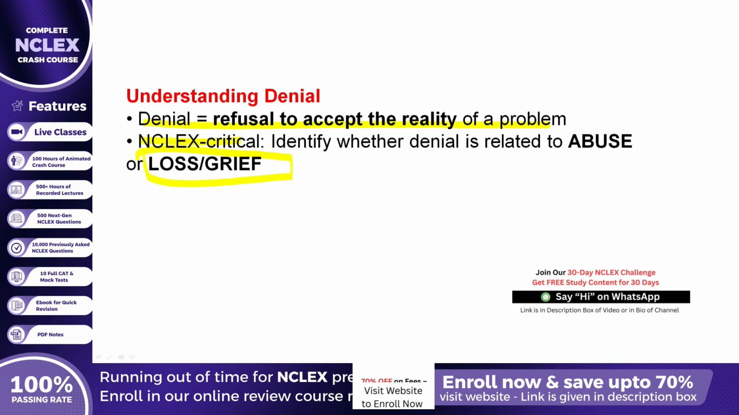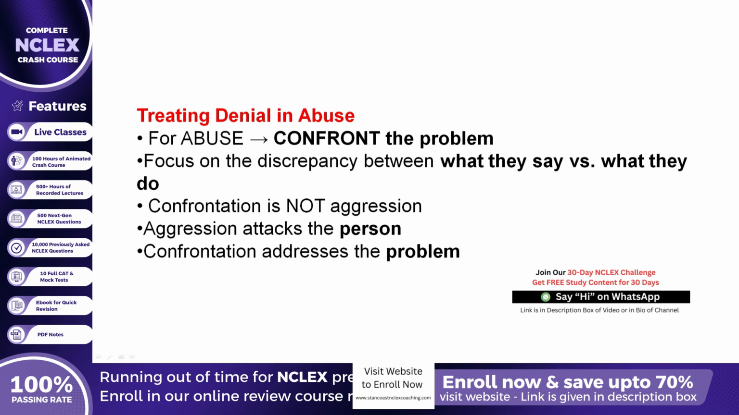to loss and grief. When treating denial in cases of abuse, the key strategy is to confront the problem. To do this effectively, we focus on the discrepancy between what the individual says and what the individual does. It is important to remember that confrontation is not aggression. Aggression attacks the person, while confrontation simply addresses the problem.